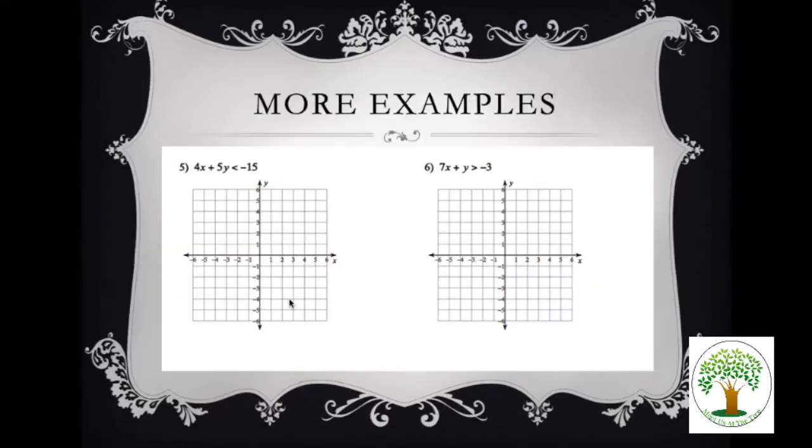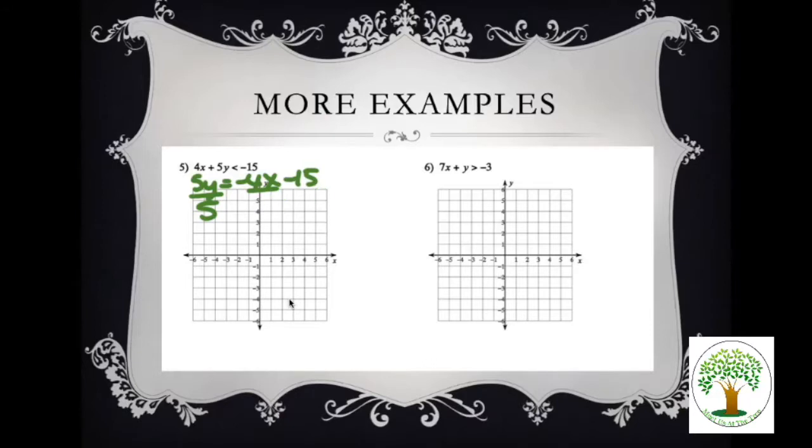Now these ones, number 5 and 6, they're not as pretty. So what are we going to do? I'm turning them into the standard form. I'm going to put mine not in standard form, I'm going to put mine into slope-intercept. Okay, so I'm going to move that over there and divide by 5. So I'm going to have 5y equals negative 4x minus 15. Divide by 5, divide by 5, and divide by 5.